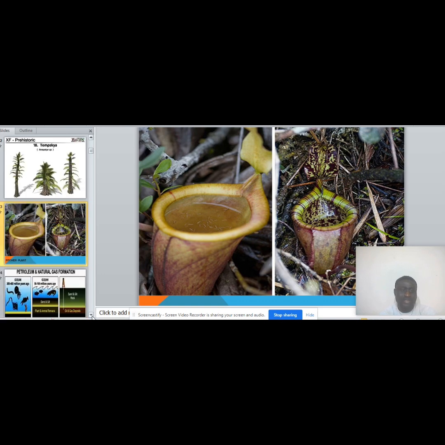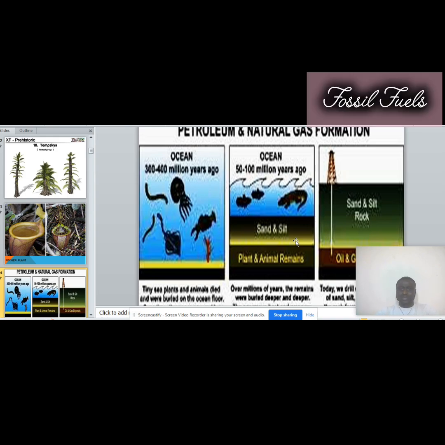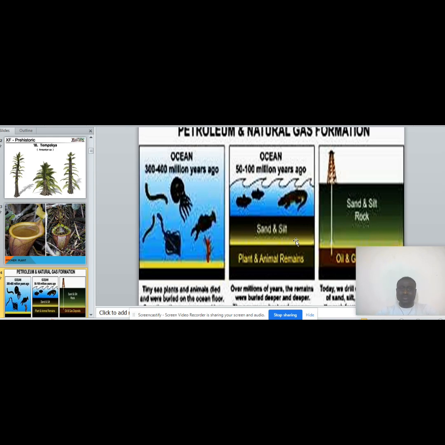Also, the next slide takes us to the contributions of these prehistoric plants to the development of fossil fuels. Now, fossil fuels are fuels we get from mining crude oil and some other mineral deposits in the earth's crust. Millions of years ago, these prehistoric plants died, including some animals also. Their bodies were washed into the water bodies, and some that even lived in water died, and their bodies or carcasses sank down to the bottom of the sea.